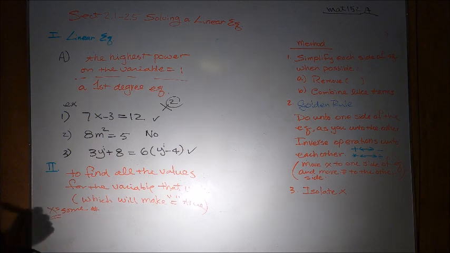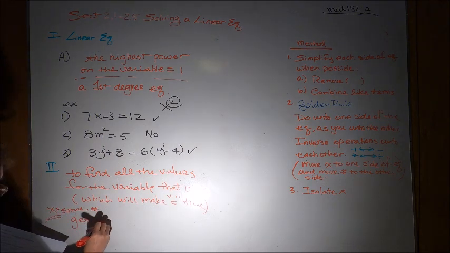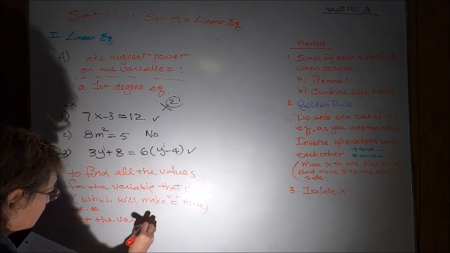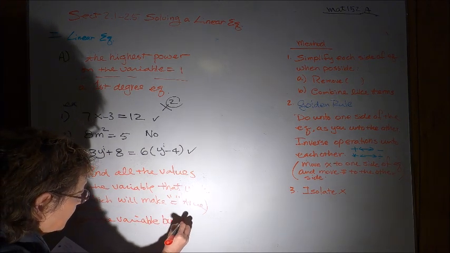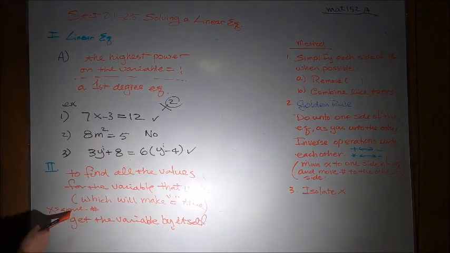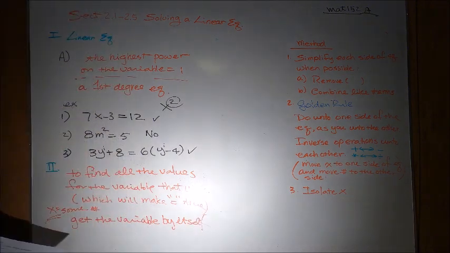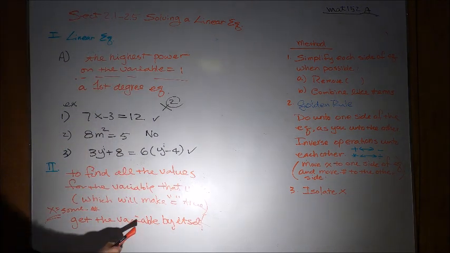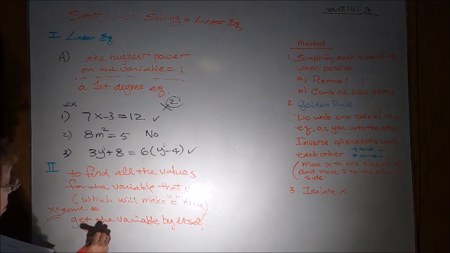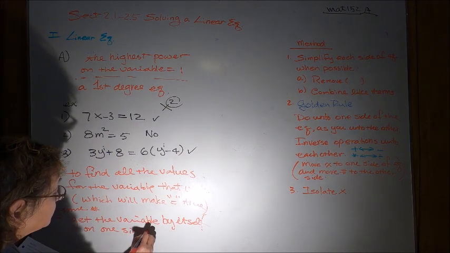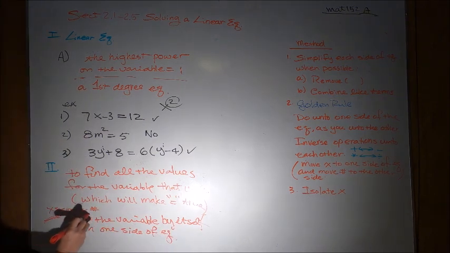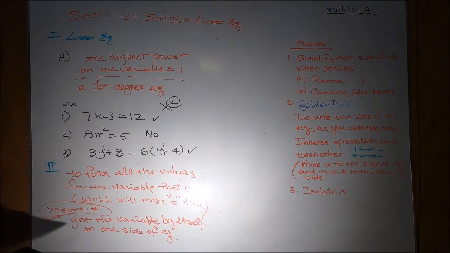So that means we need to get the variable by itself on one side. Otherwise, you wouldn't find the answer, right? So we will get the variable by itself on one side of the equation, like this, and then you say, oh, x is that. Then we find the answer. Let's see some examples, then see how we actually do it.